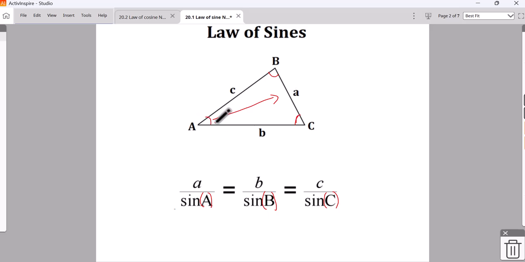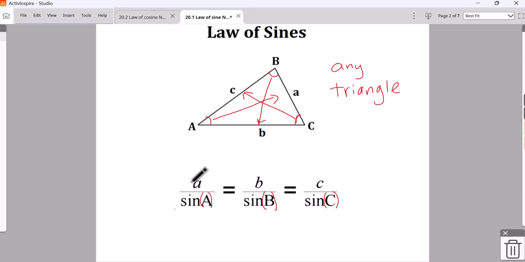The side length across from angle A is side A, lowercase a. Angle C, side c. Angle B, side b, all lowercase letters. What is happening here with the law of sines is that this is true of any triangle. Normally with sine, cosine, and tangent, we could only use them for right triangles, but this works for any kind of triangle.